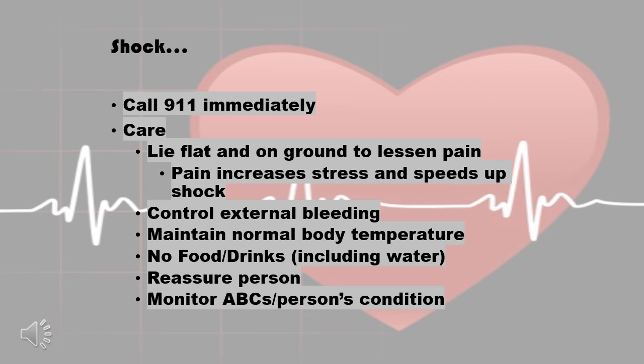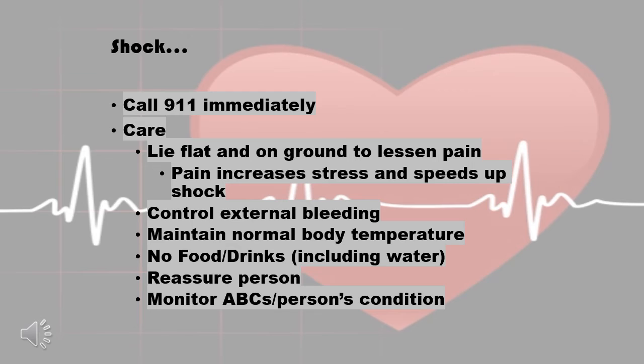So what do you do if a patient goes into shock? Well, obviously you're calling 911 immediately. You need to let them know the condition of the patient, patient's name and age, the address where you're located, and all of the other things that we talked about back when we talked about calling 911. You also want to care for the patient. The best thing they can do is lie flat on the ground if possible to lessen the pain. The reason pain matters is because pain causes an increase in stress and speeds up shock. It messes with your heart. Usually it tries to increase blood pressure.